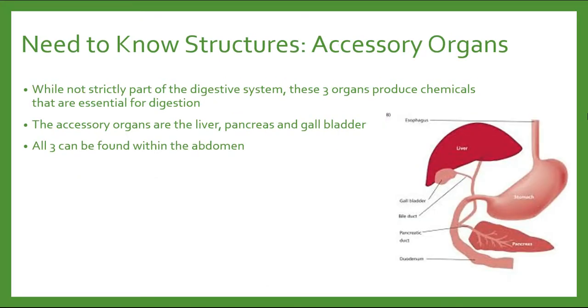We'll now move on to looking at the accessory organs. While they're not strictly part of the digestive system, they are essential for its functionality. They release chemicals that we need for digestion. These are the liver, the pancreas, and the gallbladder.